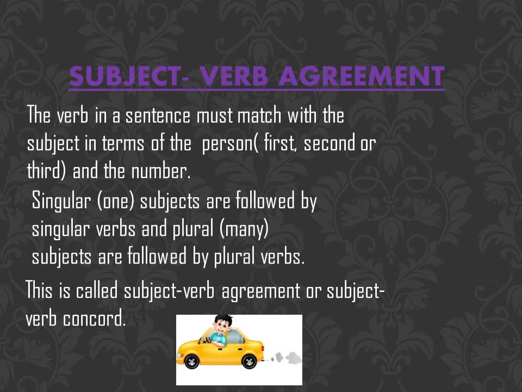Let's learn about subject-verb agreement. The verb in a sentence must match with the subject in terms of the first person, second person or third person and the number. Singular subjects are followed by singular verbs and plural subjects are followed by plural verbs. This is called subject-verb agreement or subject-verb concord.